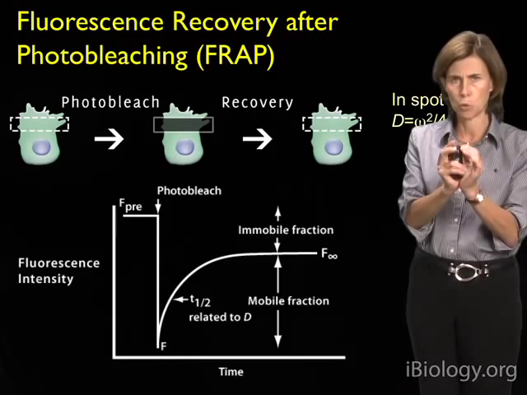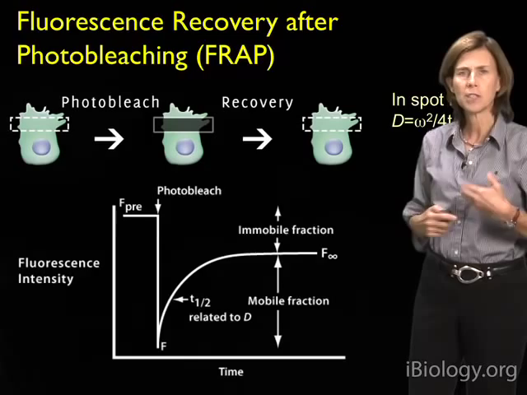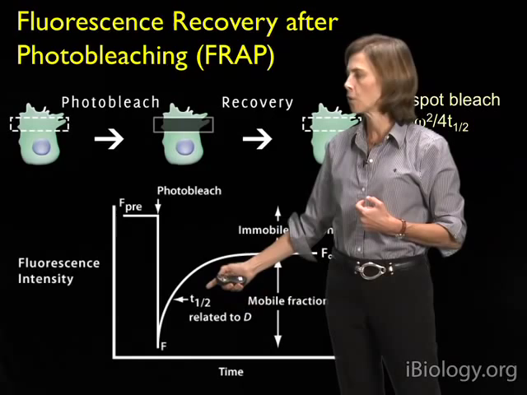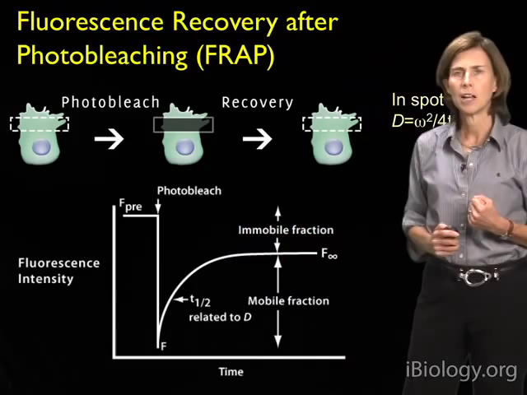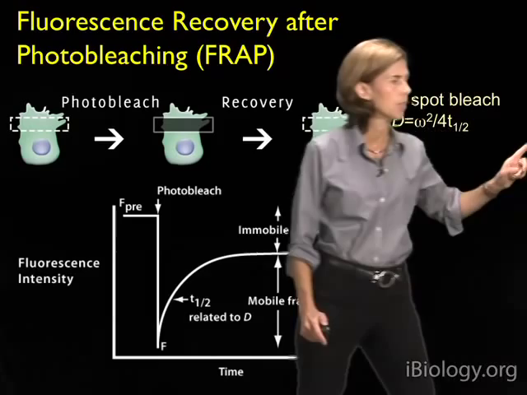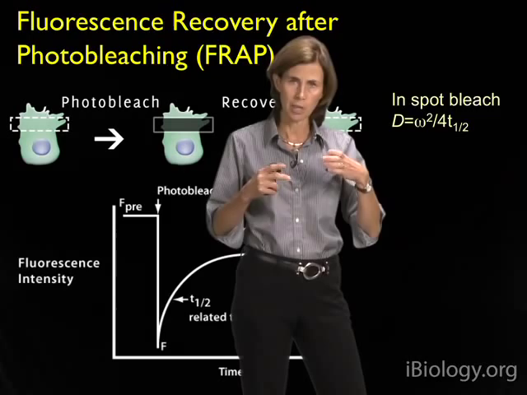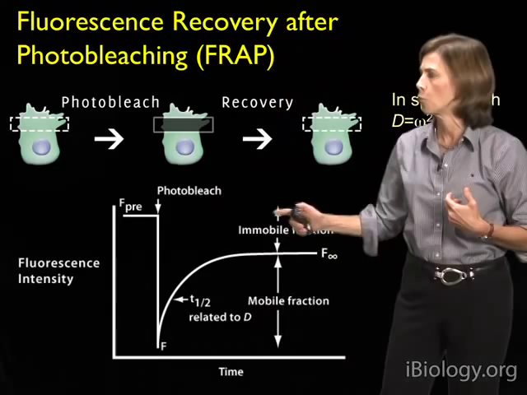In the case of proteins freely diffusing within a membrane or cytoplasm, recovery is typically 100%, and the diffusion coefficient, which can be estimated from the halftime of the recovery kinetics, is characteristic of the protein and can be determined based on this simple equation right here, where the diffusion coefficient for a spot bleach is equivalent to the radius of the bleached area squared divided by 4 times the half-life for this recovery kinetics.